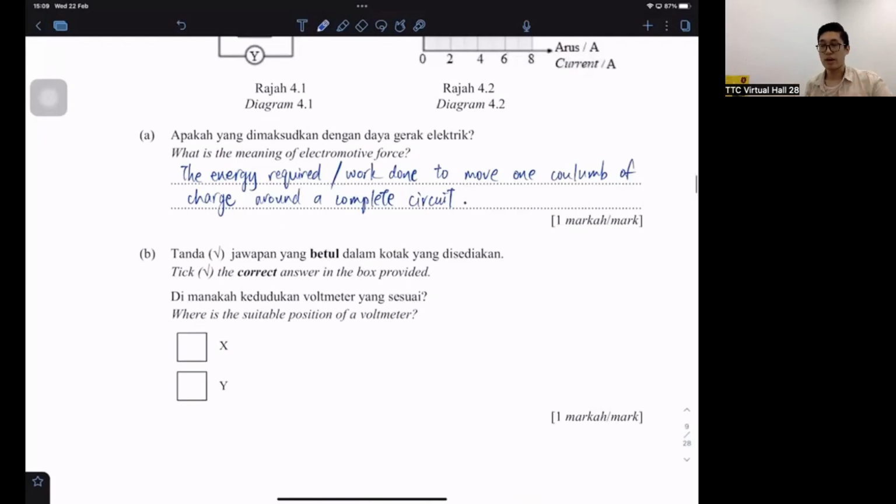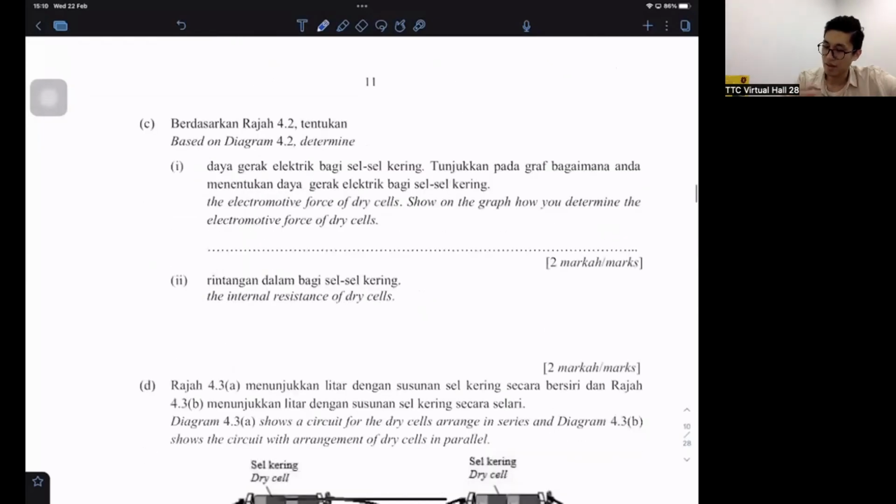But right now we are trying to measure what? We're trying to measure the resistance of the battery of the dry cell. Yeah, it says here, determine the resistance of the dry cell. So we must put it across the battery, so it's going to be X. Okay, next. Based on the diagram 4.2, determine the electromotive force of the dry cell. Show on the graph how you determine the electromotive force of the dry cell, right?